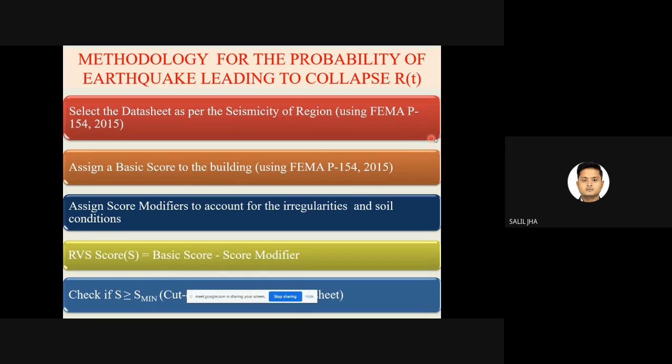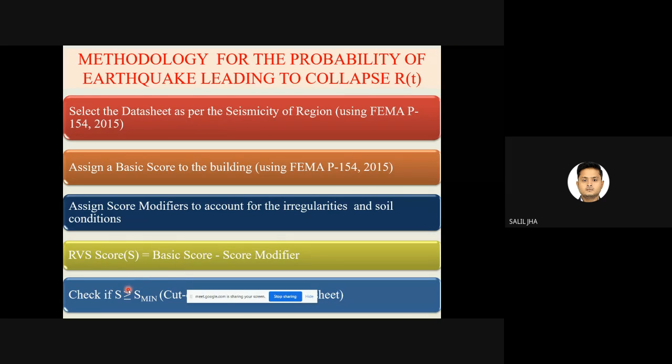At first, we need to identify the seismicity zone as per IS 1893, and we confirm it with FEMA P154. Then accordingly, we select a data sheet given in FEMA P154 2015. As given in that FEMA P154 level 1 data sheet, we assign a basic score to the building based on the type of material and the type of construction it is. Owing to various irregularities present in the building, score modifiers are assigned to the structure, and then the final RVS score is calculated by subtracting the score modifier from the basic score.